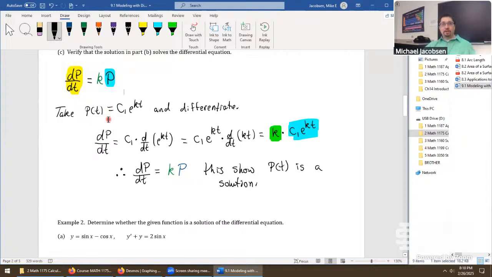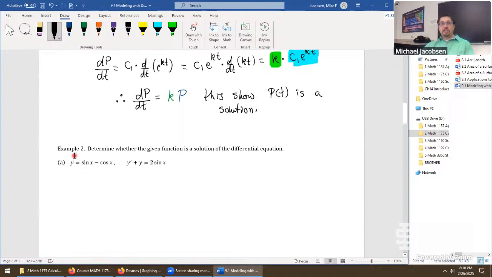So we just had to take the derivative and show we can mangle it some way somehow and force in the right-hand side. But this next differential equation is different. It says determine whether the given function, that's y, is a solution to the differential equation, that's y prime plus y equals 2 sine x. This one's first order as well. So the steps look a little bit different this time.